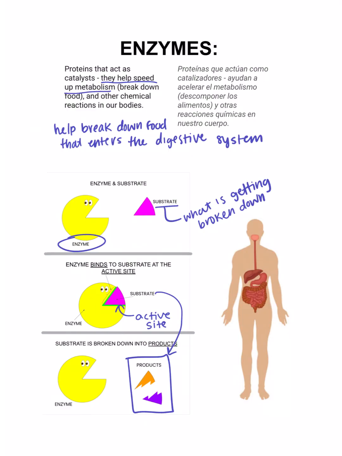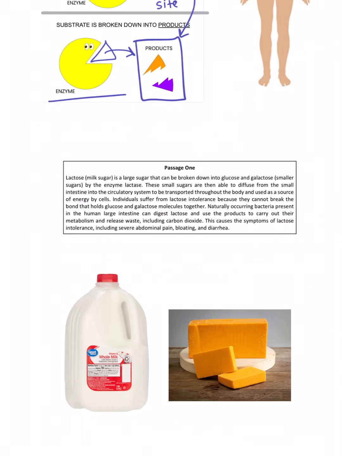And our enzyme is still able to continue. If another substrate comes along, it would also just bind and then again get broken down. So our enzyme, our Pac-Man, is able to continue going and continue helping our digestive system in breaking down what needs to be broken down. Something cool about enzymes is that they can only break down the one substrate that they are meant to break down.